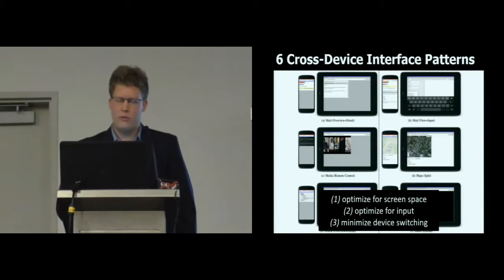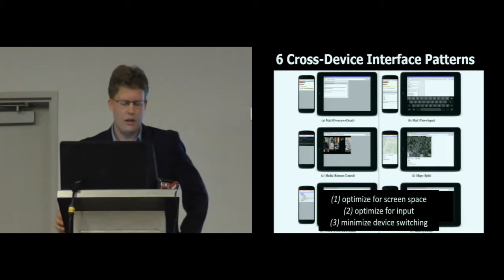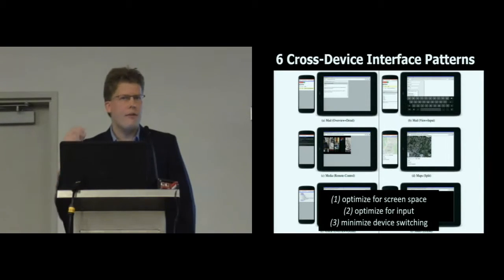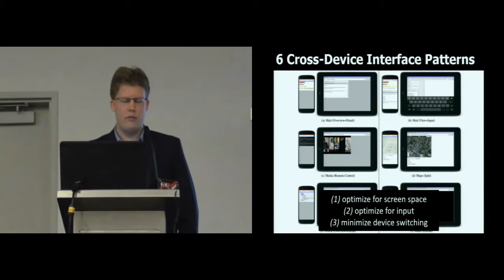Clearly, they wanted to optimize for screen space, and what I mean by this is that often you want to combine screens to create larger screen real estate. You also want to optimize for input. Here we used a mobile phone and tablet, as you can see, and what this meant for most people is that they would use the tablet to actually provide input rather than a smartphone where they don't have such a big keyboard.